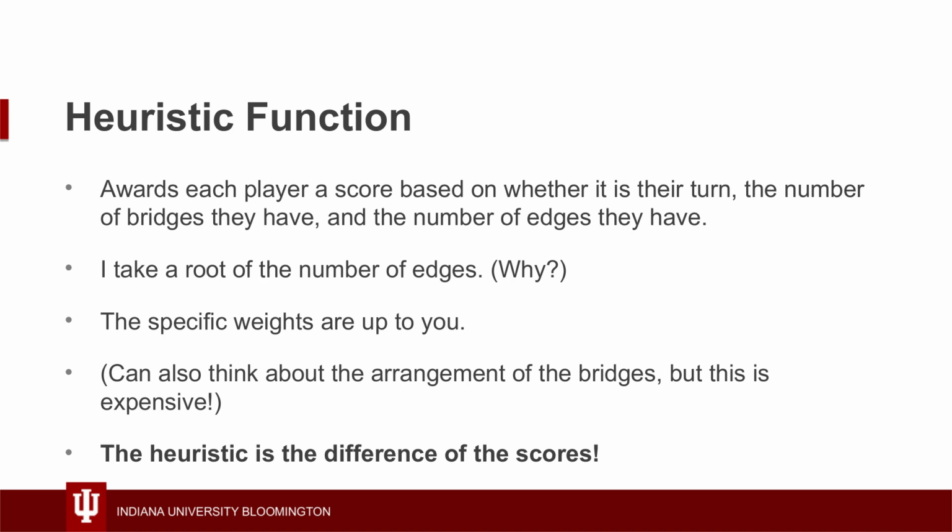You could also score the players on the arrangement of their bridges, but that's much more expensive than what we have right now, so you might need to optimize your code significantly. Finally, I take player 0's score and subtract player 1's score to get the heuristic value. It is extremely common for heuristics to take the form of the difference between two players' scores.